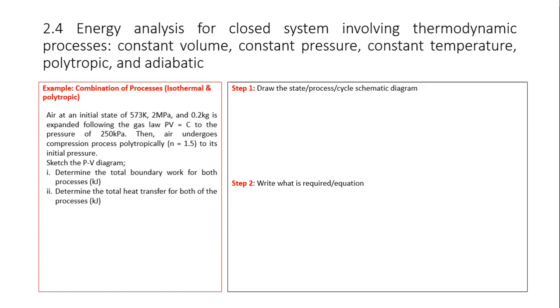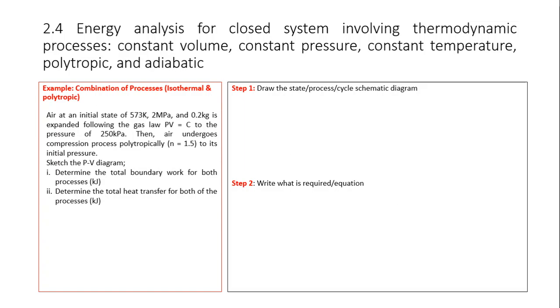Treat each process individually. If the question asks to calculate the total amount, just add up the values which have been calculated individually, so that we can find the total amount. So don't panic. Treat the question as if it's an individual process. You can pause the video to read and understand the question properly.